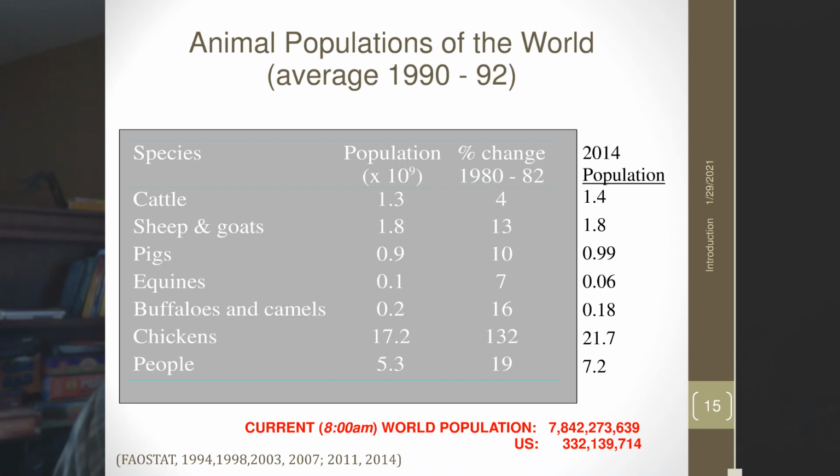Pigs, rolling around 1 billion in the world. Horses are declining in population. Buffalo and camels declining in population. Of course, our buddy, the chicken, has been increasing to about 22 billion chickens in the world in 2014. And of course, in 2019, we're approaching 25 billion chickens in the world. So really a large increase in the population. Why? Because it's a huge source of protein, both in terms of eggs and chicken meat for humans.